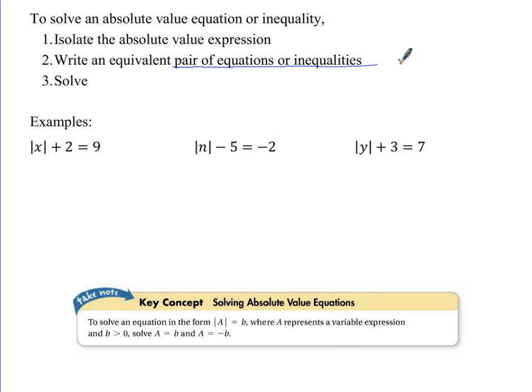So here we go. We just did this one, but let's do it again. We want to isolate the absolute value. So get the absolute value by itself, subtract 2 from both sides. And we get absolute value x equals 7. Now what we're going to do is split this into a case 1, case 2. So I'm actually going to write case 1 and case 2.